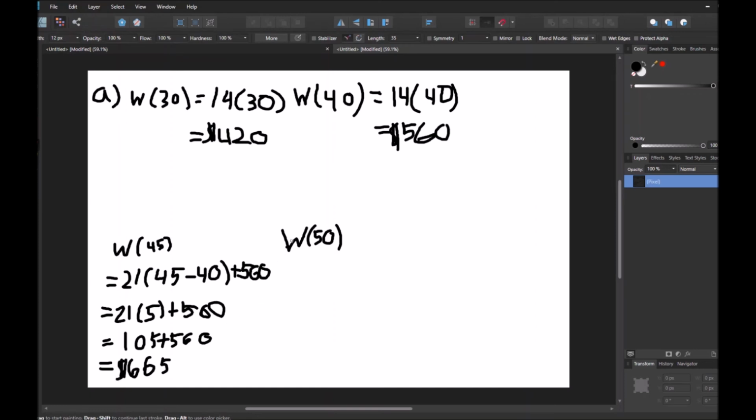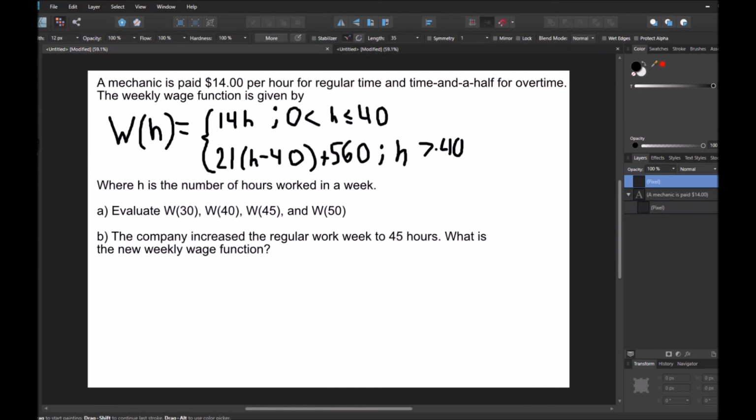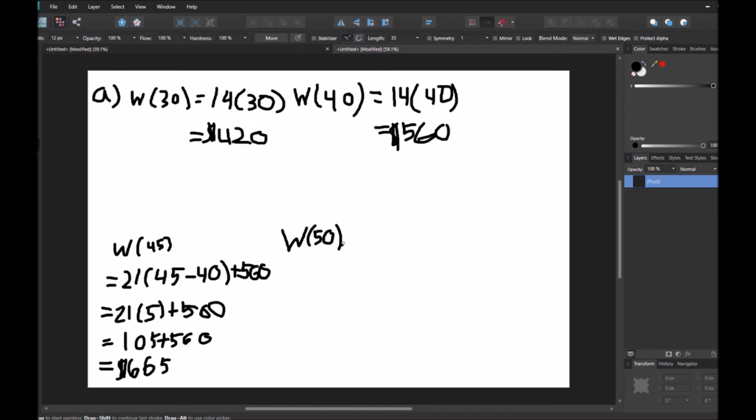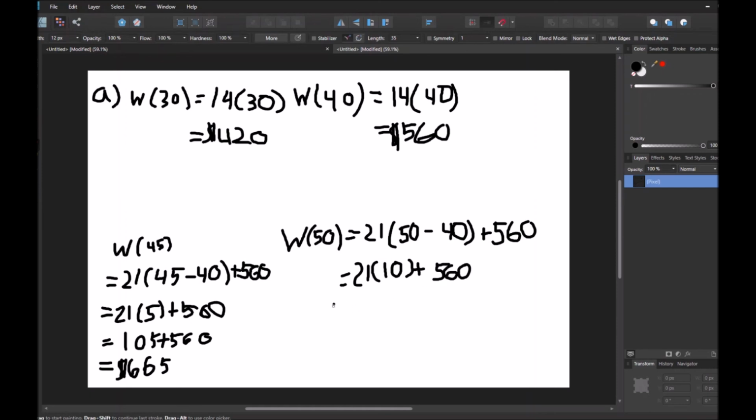meaning that the mechanic would make $665 that week. Then at W of 50, once again, 50 is greater than 40, so we're going to use this bottom equation right here. So that's going to be 21 times 50 minus 40 plus 560. Then 50 minus 40 is 10, so it's 21 times 10 plus 560. And 21 times 10 is 210, so we are left with 210 plus 560, which is 770, meaning that the mechanic would make $770 that week. So those would be your answers for Part A.